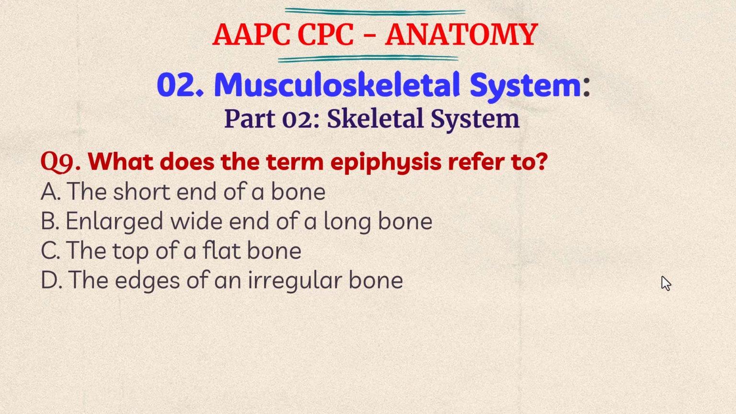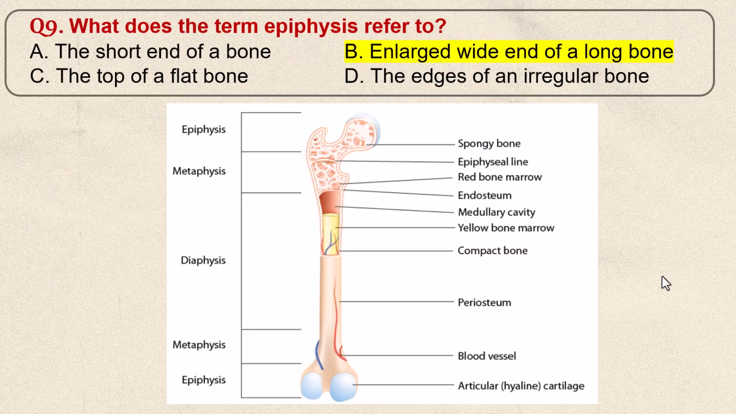Question number 9. What does the term epiphysis refer to? A. The short end of the bone. B. Enlarged wide end of a long bone. C. The top of a flat bone. D. The edges of an irregular bone. So as we saw in the previous question, the epiphysis is the enlarged wide end of the long bone. You can see both ends of the enlarged part of the bone is epiphysis.